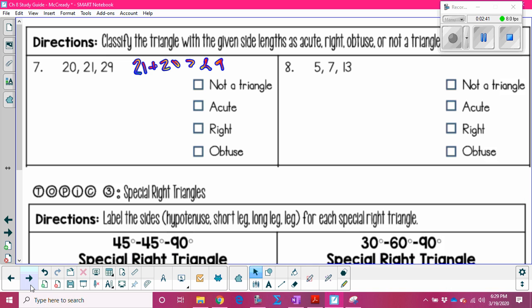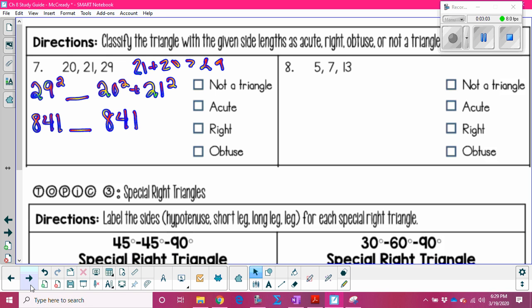So now you have to see what kind of triangle we're looking at here. All right, so I'm going to put 29 squared right here. We don't know if it's equal, less than, or greater than 20 squared plus 21 squared. Okay, so 29 squared is 841, and 20 squared plus 21 squared is also 841. So these two sides are equal, meaning it is a right triangle.